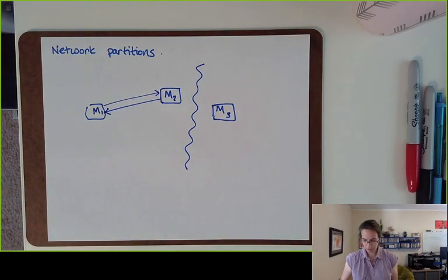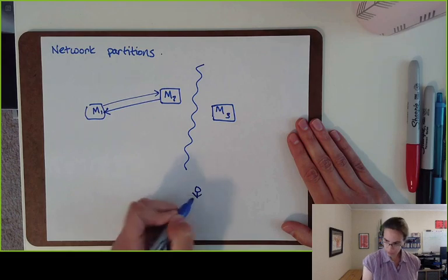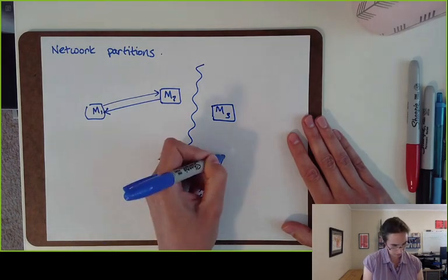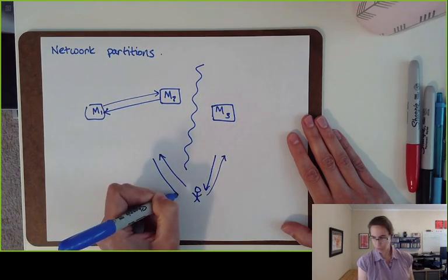You can also have bad situations where you might have a client who can connect to machines on both sides of a partition, but they can't connect to each other.